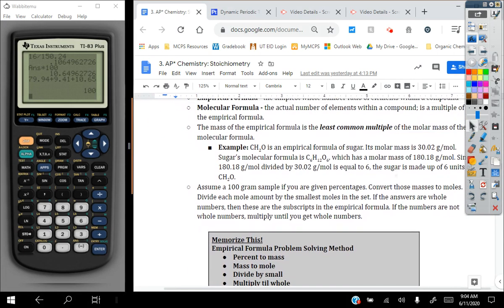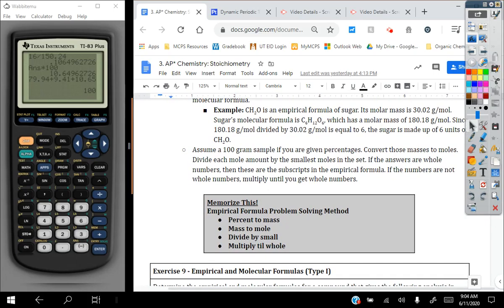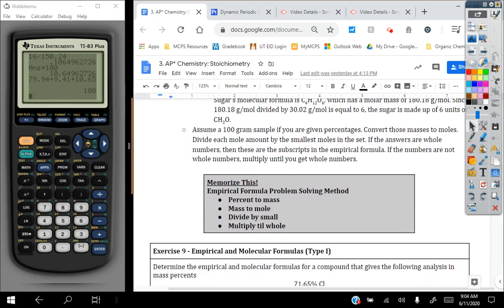The first problem type, as I mentioned, is going to have to deal with percentages. So we're going to assume we have a 100-gram sample of our compound because percentages are out of 100. So if you are given 71% carbon in your sample, you can assume you have 71 grams of it. And that's just going to make life easy.